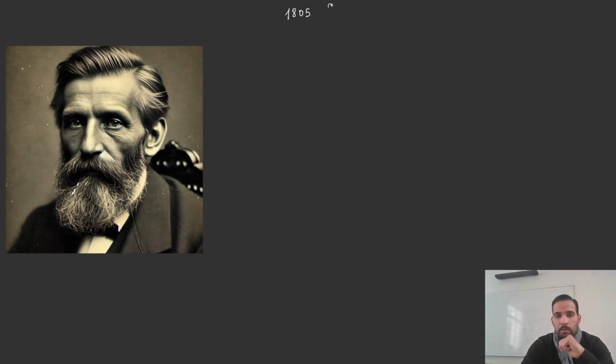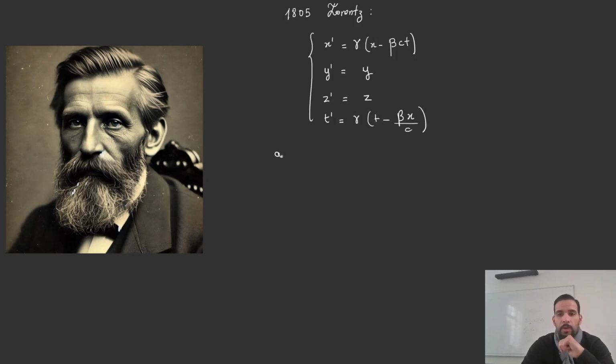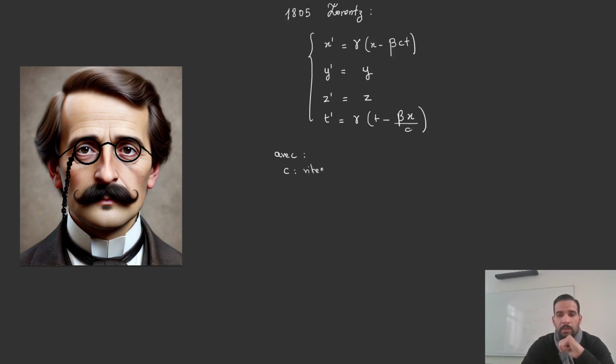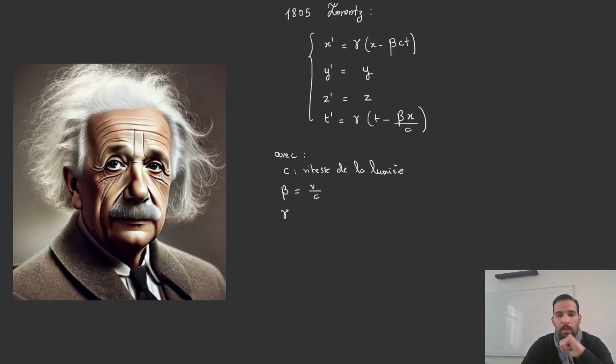Before entering the demonstration, let's take a historical look at the concept that allowed Einstein to achieve this scientific revolution. In 1895, Hendrik Lorentz introduced equations describing the transformations necessary to relate spatial and temporal coordinates between two frames of reference in relative motion. These transformations, purely mathematical at the time, were further developed by Henri Poincaré, a French mathematician, in 1904. Then, in 1905, Albert Einstein gave them a physical interpretation in his theory of special relativity.